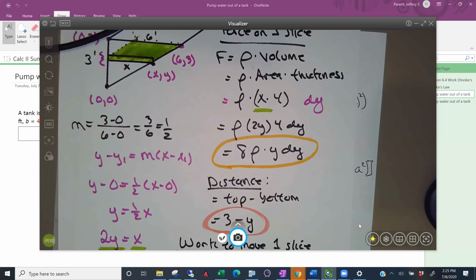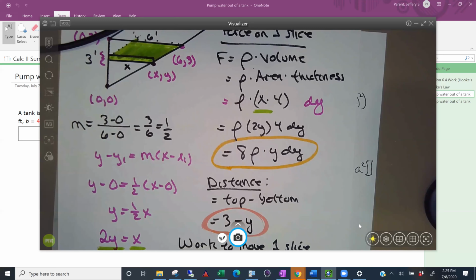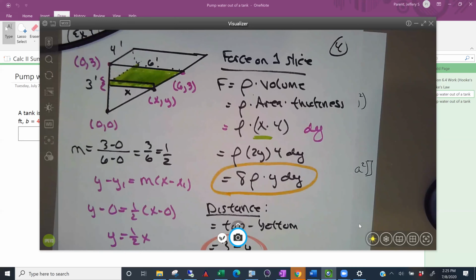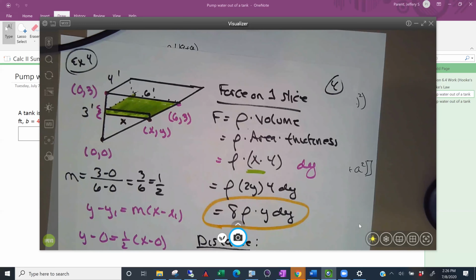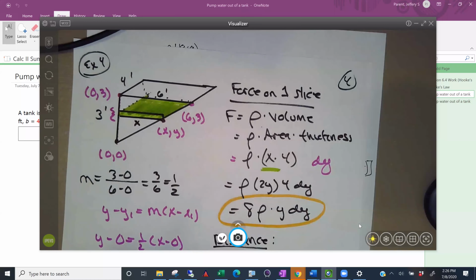What exactly is dy? What's that? In that picture, what would be dy? So good question. dy, let me see if I can't squeeze it in for us right here. Let's do it this way.